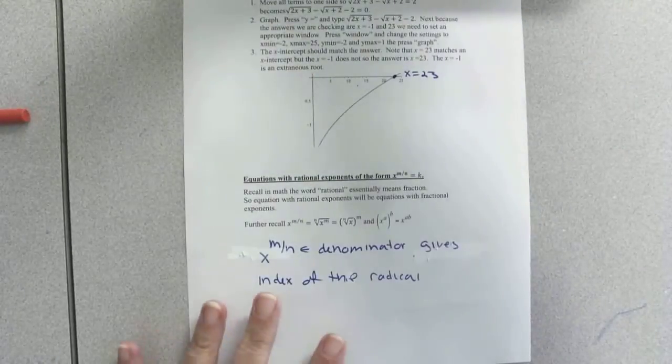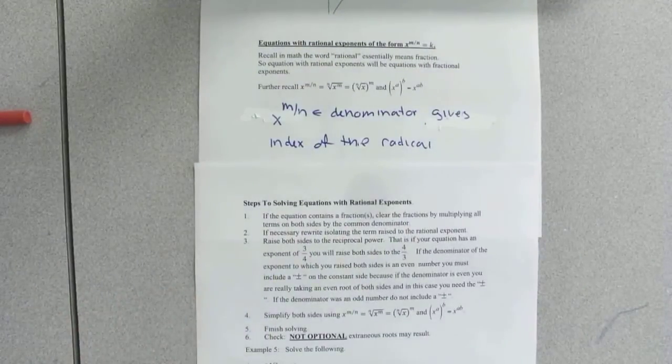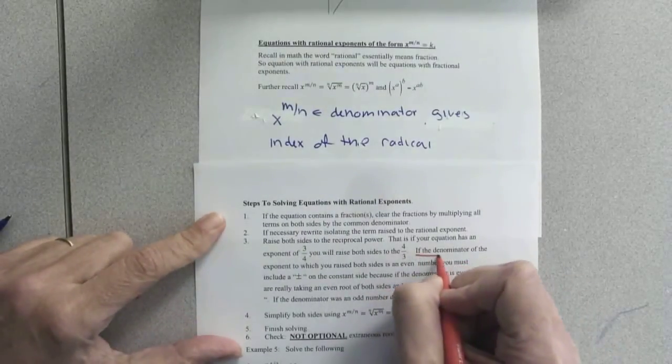And so steps to solving equations with rational exponents. 1, standard step, if it has a fraction, clear the fractions. 2, if necessary, rewrite isolating the term raised to the rational exponent. 3, raise both sides to the reciprocal power. That is, if your equation has an exponent of 3/4, you will raise both sides to the 4/3. If the denominator of the exponent to which you raise both sides is even, an even number, you must include a plus or minus on the constant side.